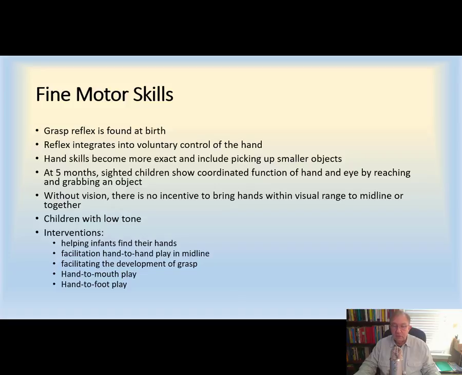So interventions sometimes will need to be provided, and they should include some of the following activities to facilitate awareness of the hands and where the midline is located. Helping the infants find their hands, facilitating hand-to-hand play and moving the hands towards the midline, facilitating development of grasp, hand-to-mouth play, hand-to-foot play, just getting to know what the hands are capable of doing.